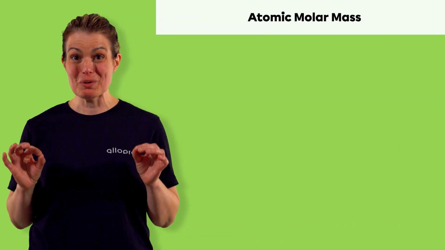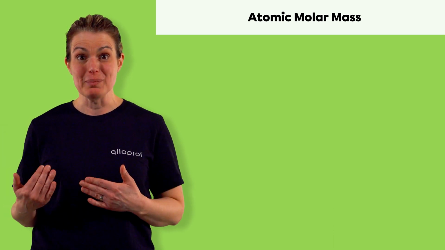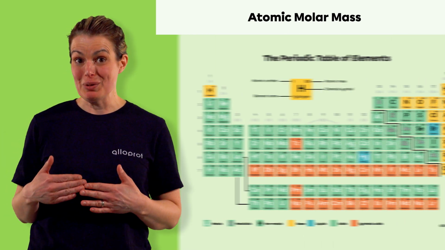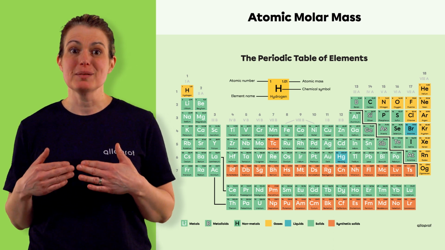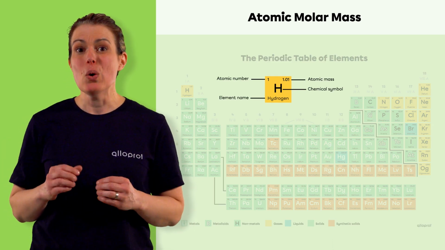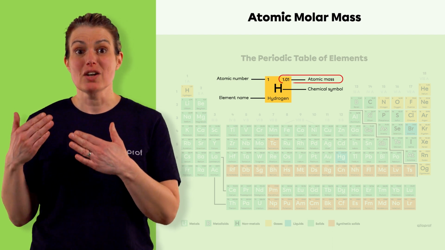The atomic molar mass is the molar mass of an atom. In order to determine it, one can simply refer to the periodic table. The atomic molar mass can be found in the element square. It can be below the chemical symbol, or, in our case, in the top right-hand corner.